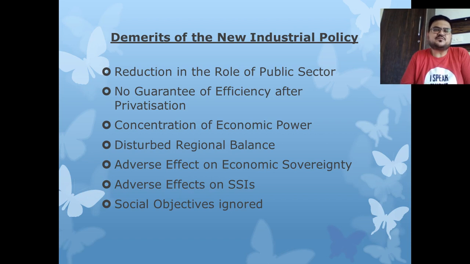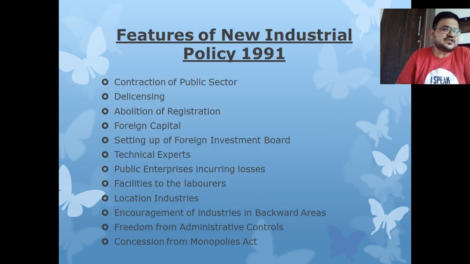So all these problems had happened because of the new industrial policy, and we finally saw the features of this new industrial policy: there was less of public sector, there was delicensing, there was no registration, there were a lot of facilities to the laborers, and location of industry. So all these were the features of the new industrial policy.